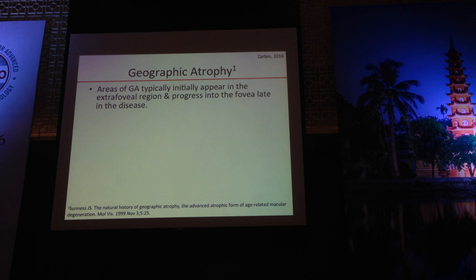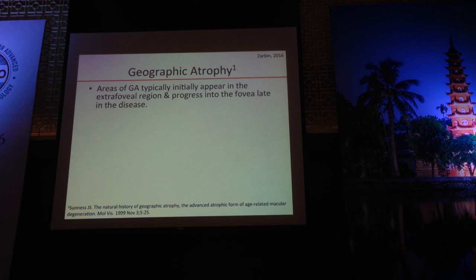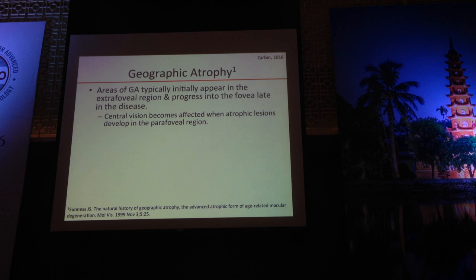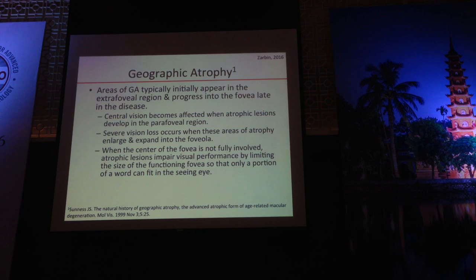And as I'm sure you know, the areas of atrophy typically occur initially in the extrafoveal region and then progress to the fovea. But even when the parafoveal region is affected, the patient's vision is affected. Once the foveal center is involved, then you have severe visual loss. When it's not involved directly, you have impaired vision because of the difficulty with fixation and reading an entire word as opposed to a fraction of a word.